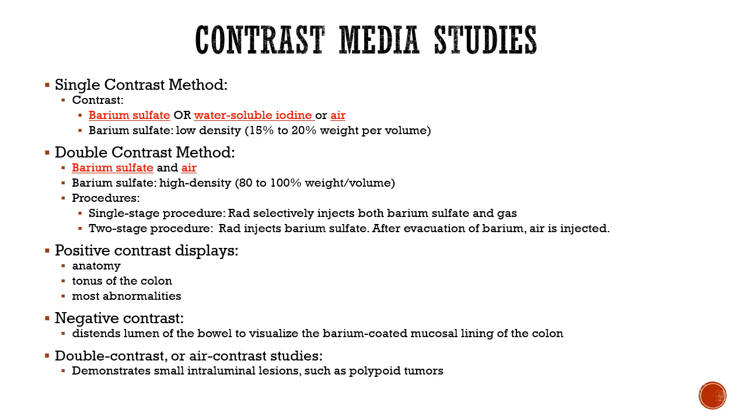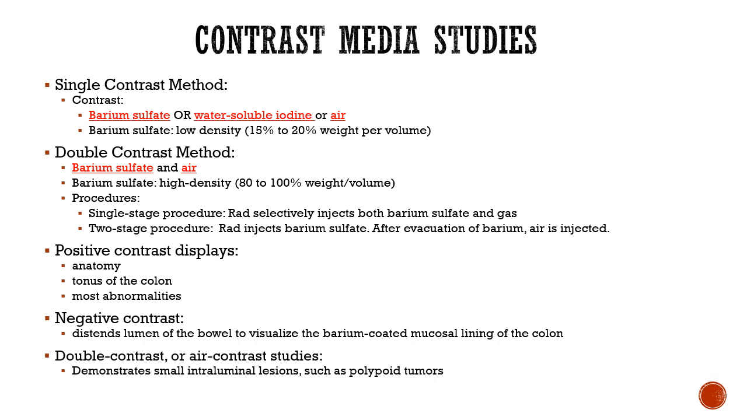When we use barium sulfate, there's going to be use of a low-density suspension, which is 15 to 20% weight per volume. Double contrast methods are going to use barium sulfate and air. In that case, the barium sulfate suspension is a high density and it's 80 to 100% weight per volume.